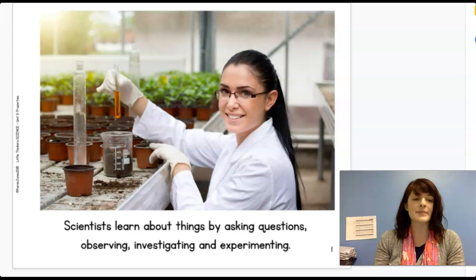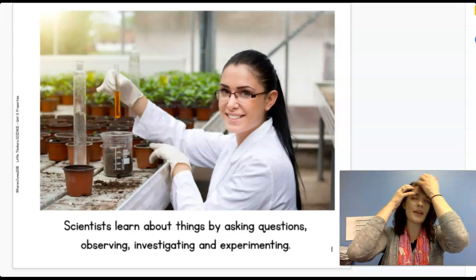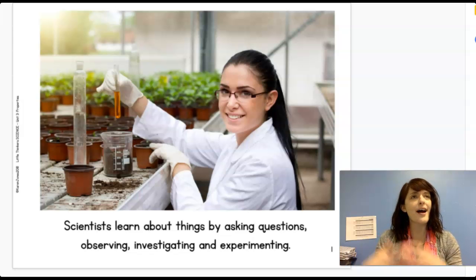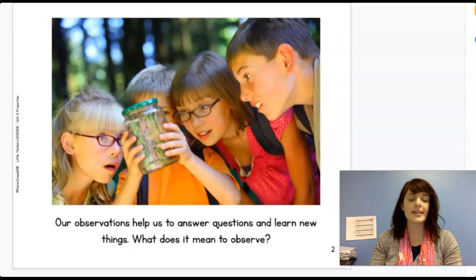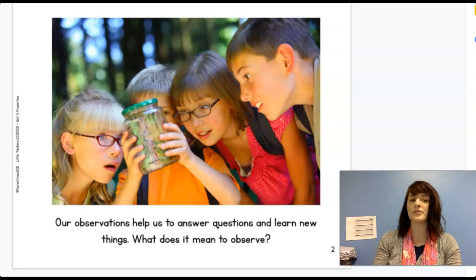Scientists learn about things by asking questions, observing, investigating, and experimenting. And right now, you may be digging into your schema and thinking, oh, I've heard this before. I know all of these things because we learned all about how to be a scientist at the beginning of the school year, didn't we? Our observations help us to answer questions and learn new things, like about what's in this jar, for example. What does it mean to observe?